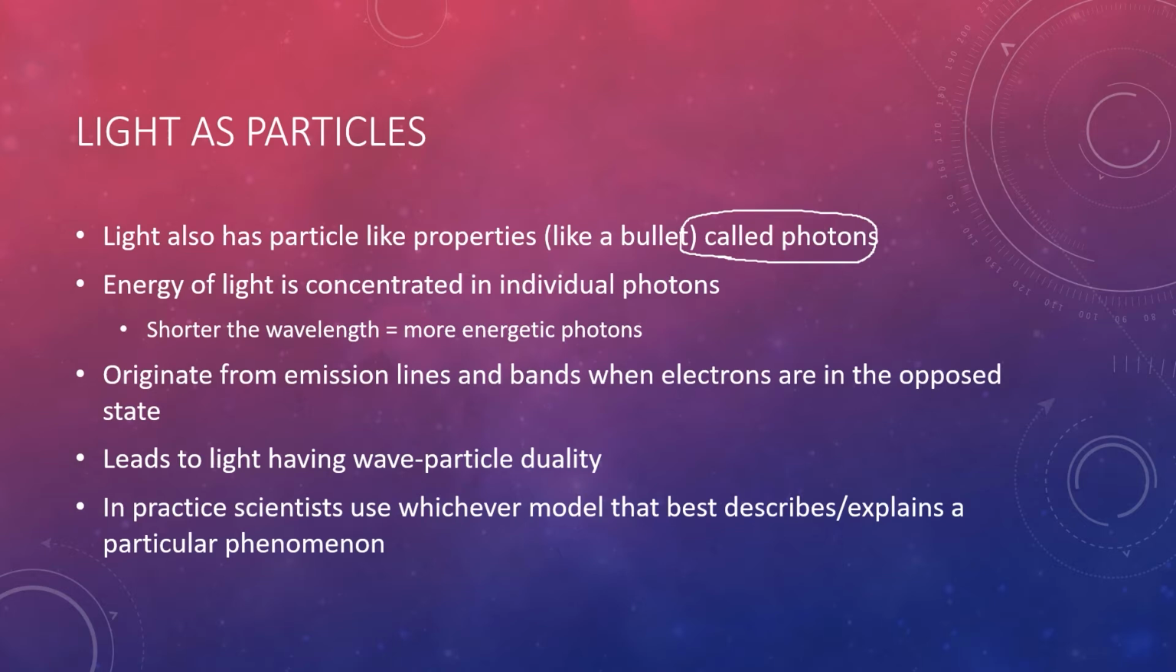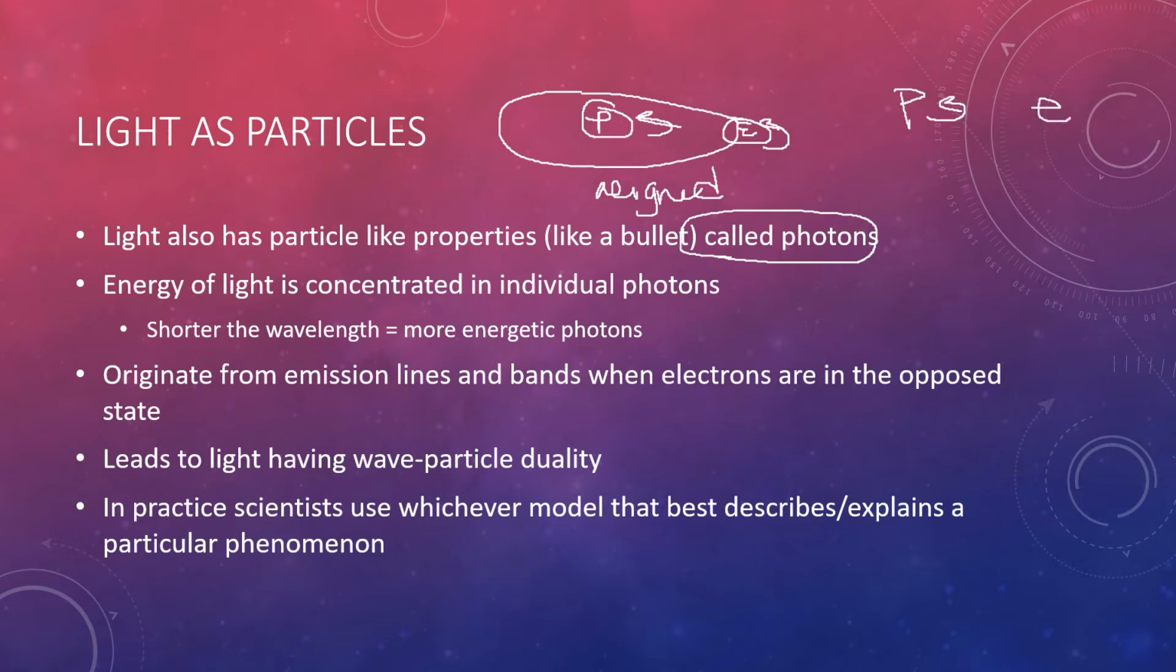Okay, so a photon is released in the opposed state. If you remember this from the last lecture, we have a hydrogen atom with a proton and an electron, and when they are both spinning in the same direction, they are aligned. When the proton spins one direction and the electron spins the other direction, this is known as the opposed state, in which a photon is released.